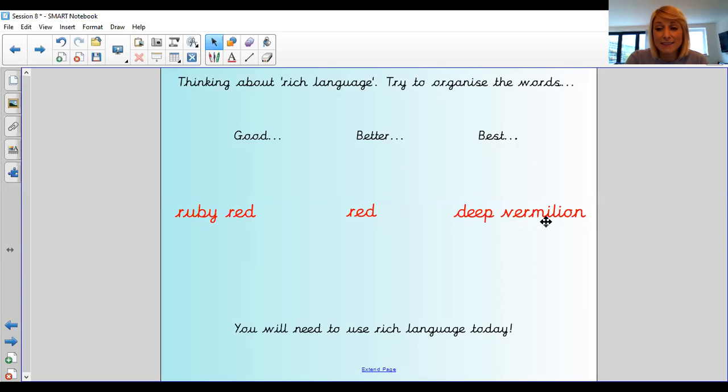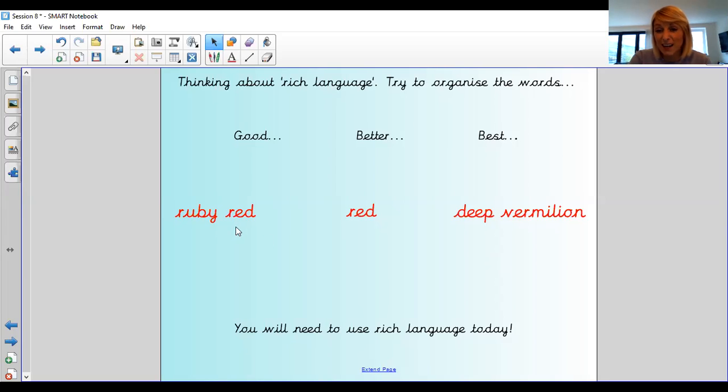Okay, now deep vermilion is lovely, isn't it? It's really rich language. However, what I would just ask you to think about is, does everybody understand deep vermilion? So if you're going to use terms like deep vermilion in your writing, just think about who you're writing for. And if you're writing a story or something for children, just think whether they would understand that, okay? So sometimes the most fancy words aren't always the best, because it doesn't always mean that everybody can understand it, okay?